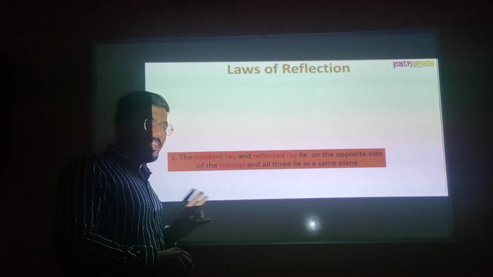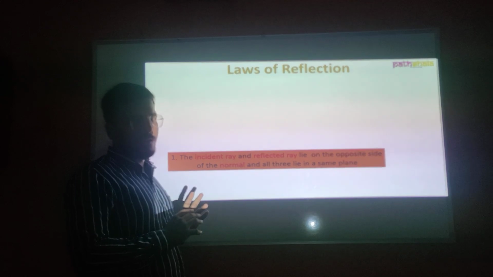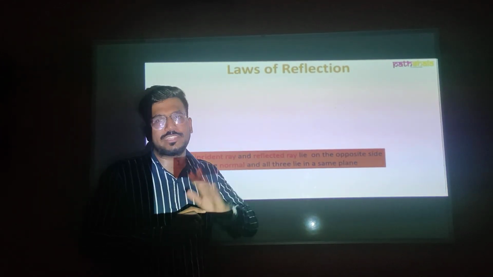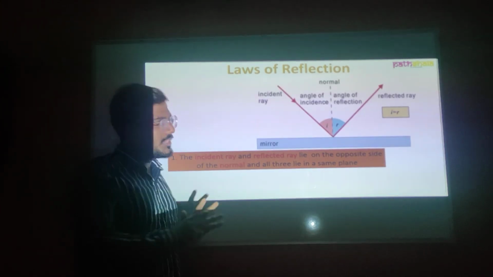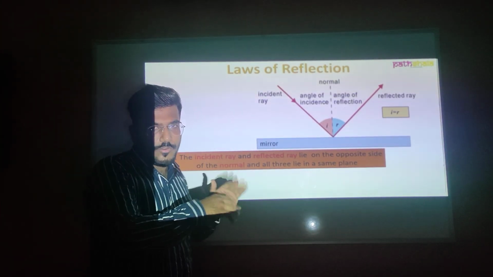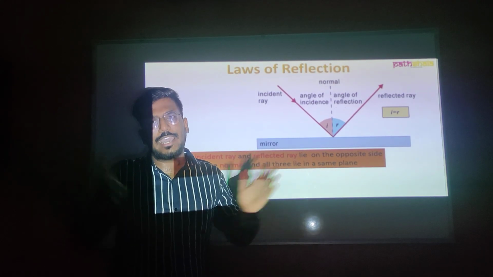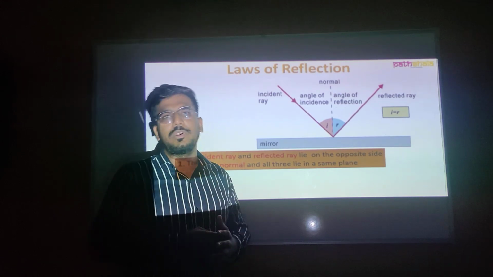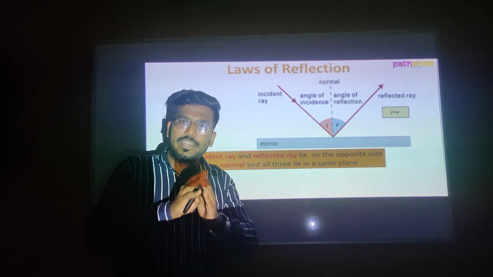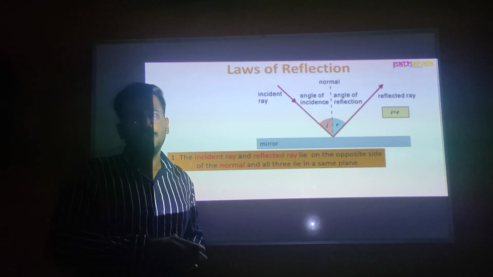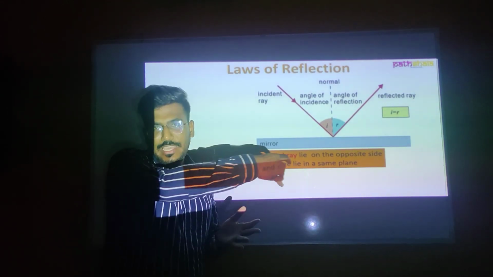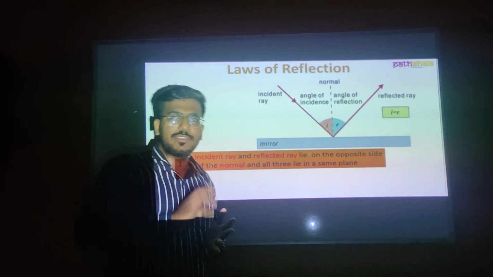The very first law says that the incident ray and the reflected ray lie on opposite sides of the normal, and all three of them are in the same plane. Means what? See, this was the diagram. We have the incident ray, we have the reflected ray. Both of them are on either side, means opposite sides, of the normal in between. And all three of them, that is the incident ray, reflected ray and normal, are in one plane. That is the first law.